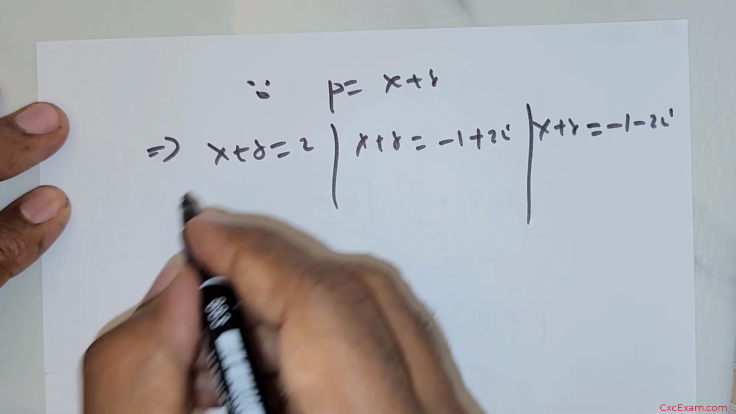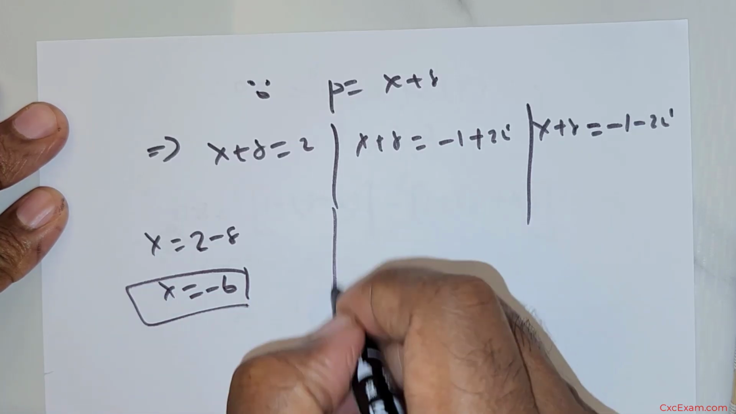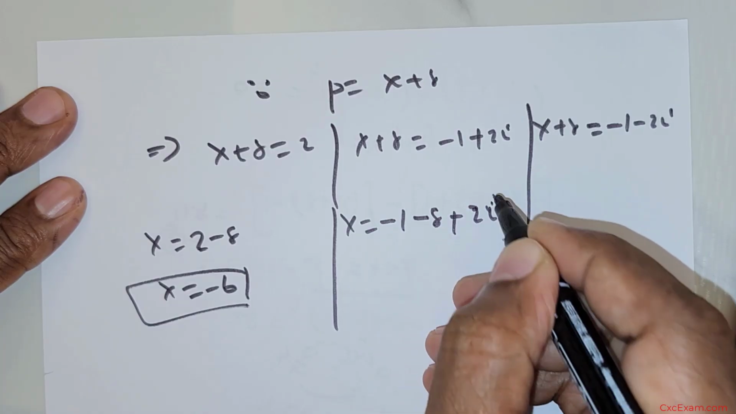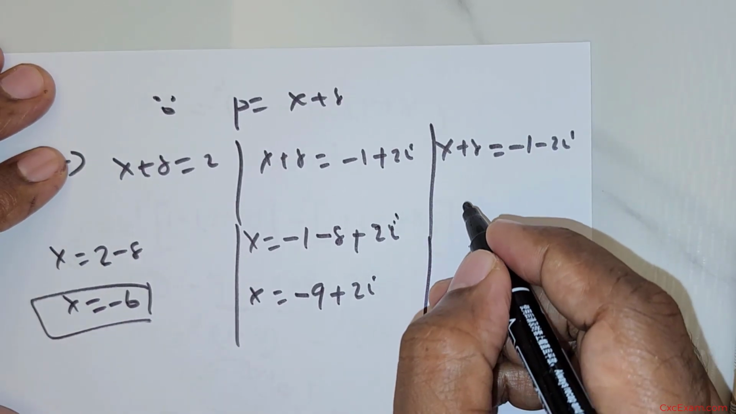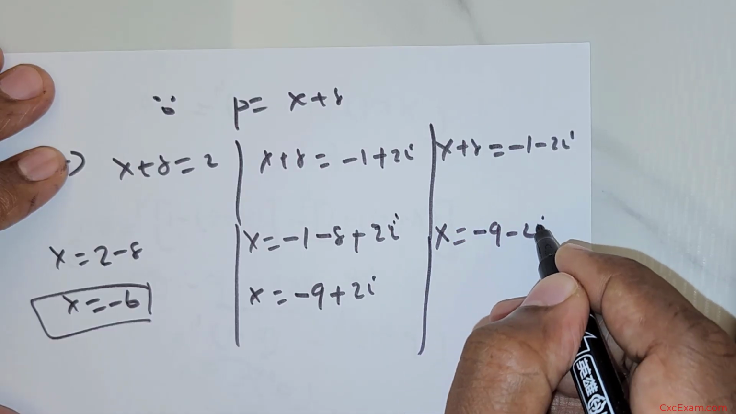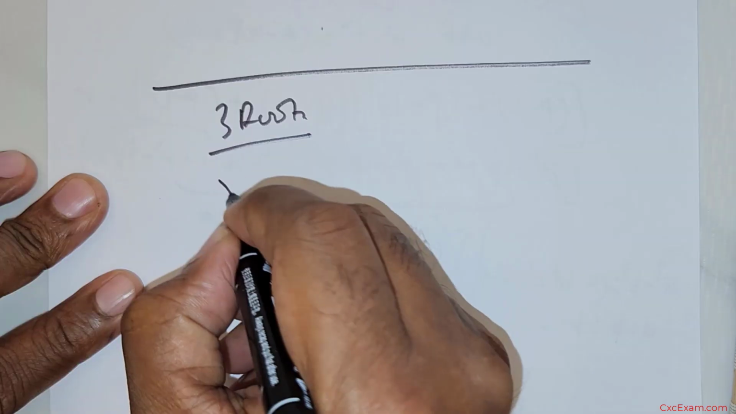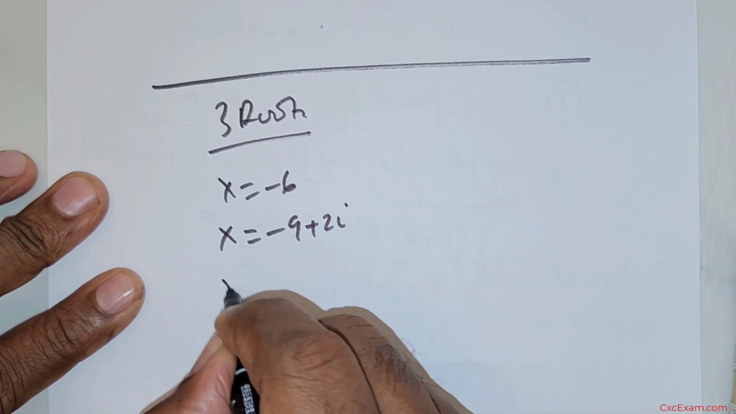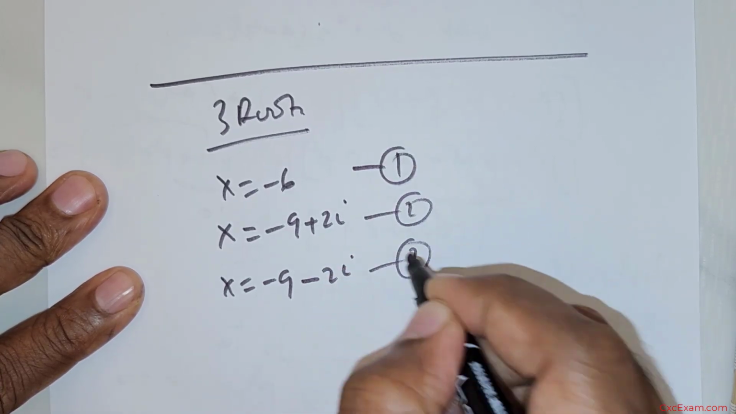This is another root. So from here x is equal to 2 negative 8. x is equal to negative 6. This is one root. And then x is equal to negative 1 negative 8 positive 2i. This is another root. So x is equal to negative 9 positive 2i. This is the next root. Now over here x is equal to again negative 9 negative 2i. This is another root. Okay, so these are the roots you have got. So x is equal to negative 6, x is equal to negative 9 positive 2i, x is equal to negative 9 negative 2i. So root 1, root 2 and root 3.